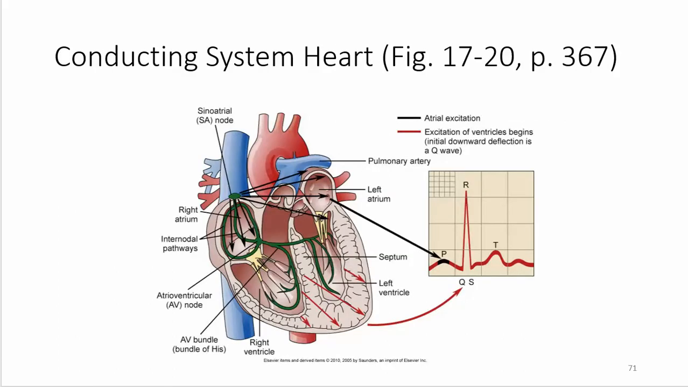So this slide is really just a quick review of the things that we talked about in A&P. The rhythm starts at the SA node, passes through the atria, spreads through the atria kind of at the internodal pathways, then fires the AV node. The AV node passes down through the AV bundle and the right and left bundle branches and out the Purkinje fibers, and they cause depolarization of the myocardium. And then they have to repolarize to fire again.